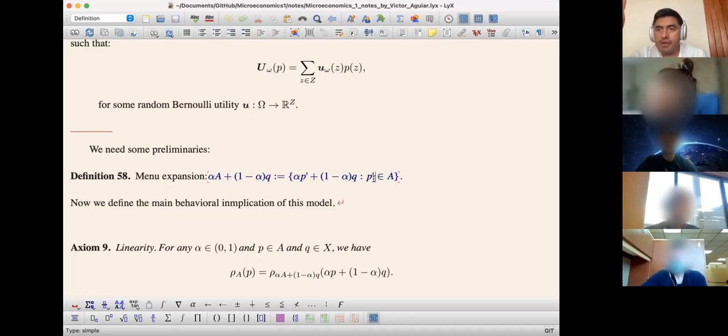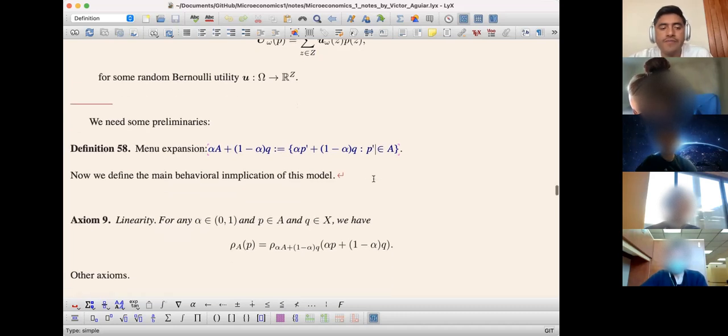So this is going to be key for defining my assumptions next. Remember that we had this independence axiom in the expected utility world, for the deterministic case. Who remembers this? This essentially was saying that if I take P and Q, and P is better than Q, right?